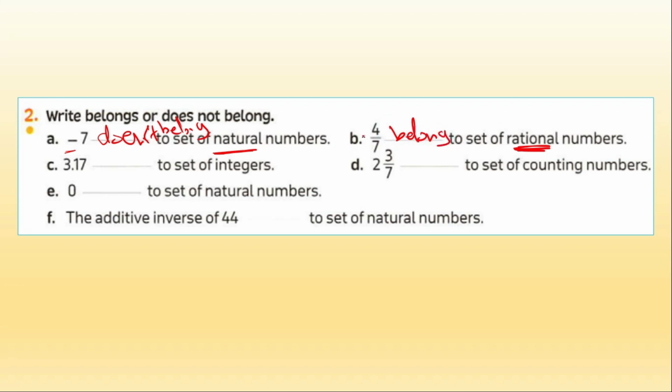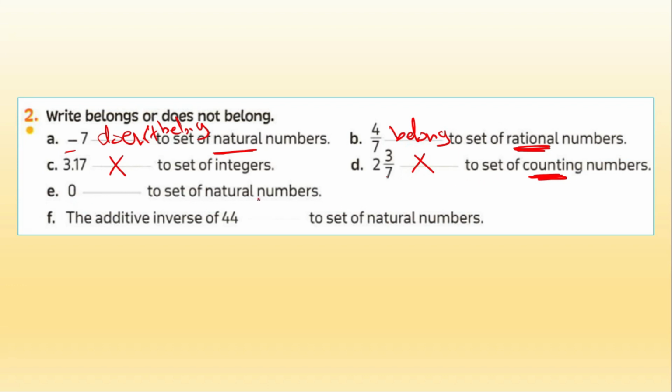خلي بالك هنا relation between numbers and sets، عشان كده بنستعمل belong and doesn't belong مش subset. Okay. 3.17 decimal to set of integers. هل integers contains decimals؟ No، يبقى doesn't برضو، وهننجز بس وقتنا ونكتب على طول right and wrong. Okay. 2 and 3/7 belong or not to counting. Counting contains positive numbers. Okay, positive, only positive numbers. So 2 and 3 over 7 doesn't belong to set of counting numbers.